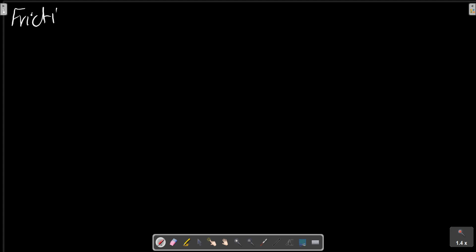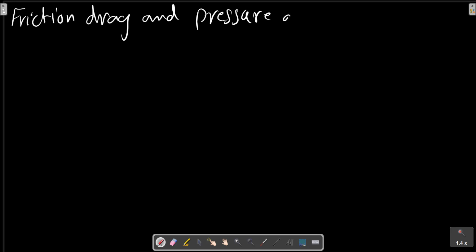Friction drag and pressure drag. As we have mentioned, the theory of drag is weak and inadequate, except for flat plate.